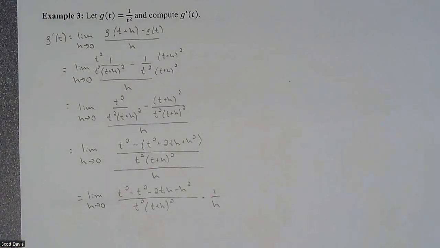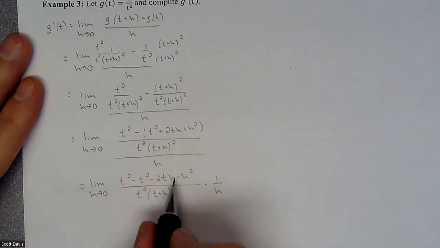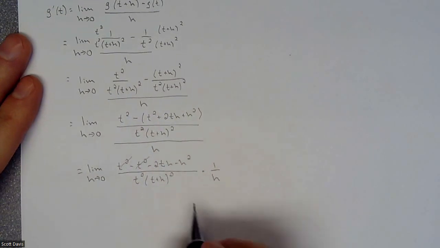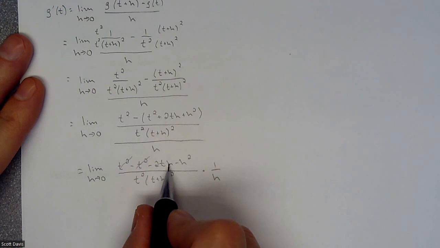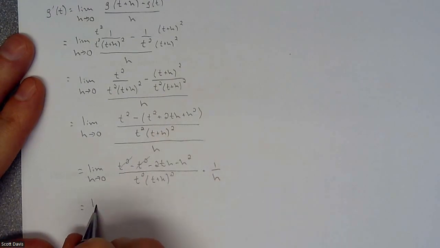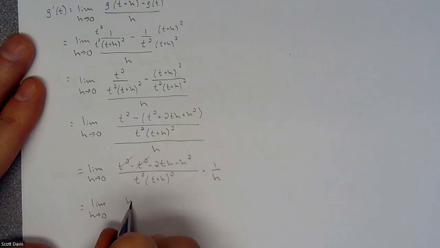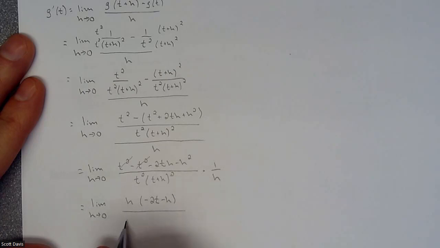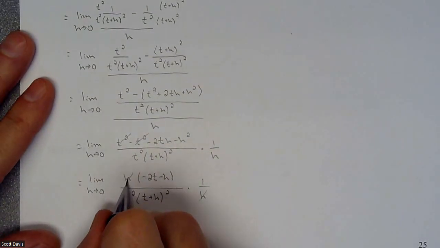All right, so here's what should be happening. I should be able to combine pieces together here, and anything that doesn't have an h on it should go away. That's a common theme with this. We should have something that has h's that I could factor an h out of. So limit as h goes to 0, we have an h that we could take out of this, which would leave us with a negative 2t minus h over t squared times t plus h squared, times 1 over h. All right, so h's go away.